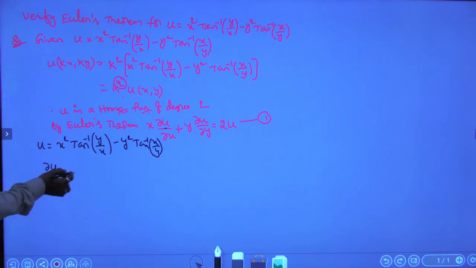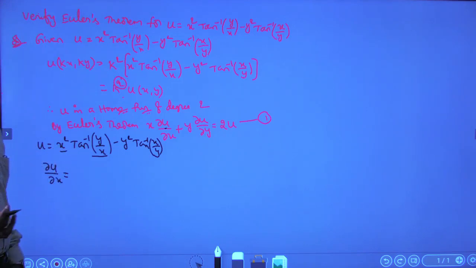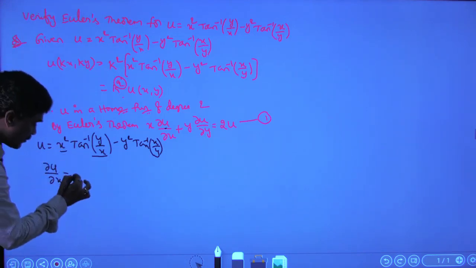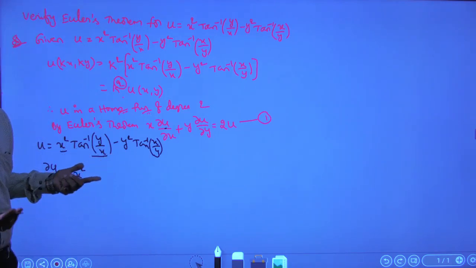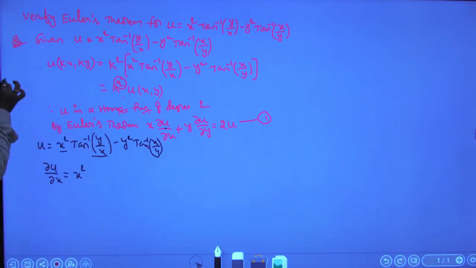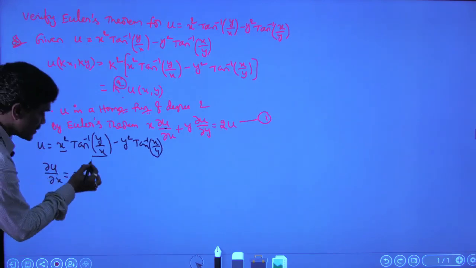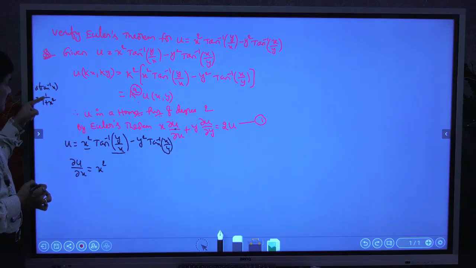With respect to x, in this function we have x square times tan inverse, so take the uv derivative. That is u times the derivative of v, x square into the derivative of tan inverse of y by x. What is the derivative of tan inverse x? It is 1 by 1 plus x square.